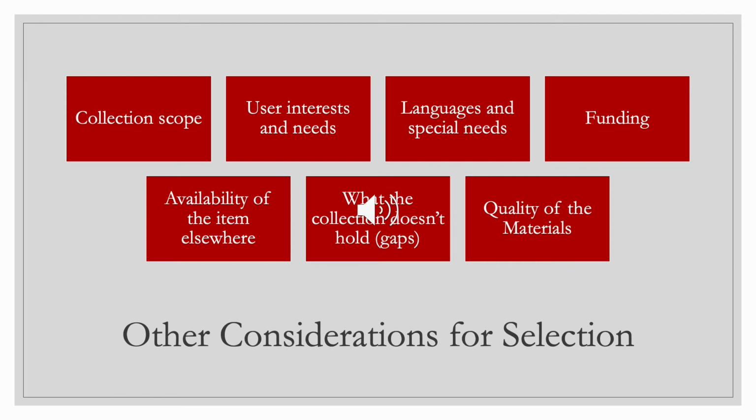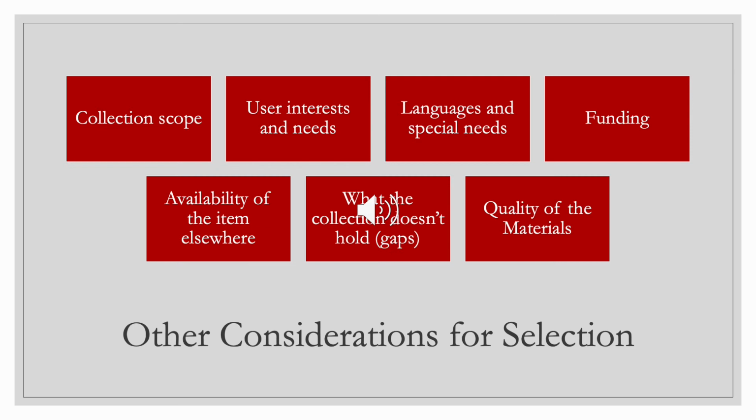When looking at or trying to consider what to select for a library's collection, there are a few issues that come into play. One, of course, is the collection scope, as defined by the collection development policy. There may be specific user interests or needs, and these may be something that emerges throughout the year or outside of a policy. Additional languages or particular needs of a community may need to be considered as well.